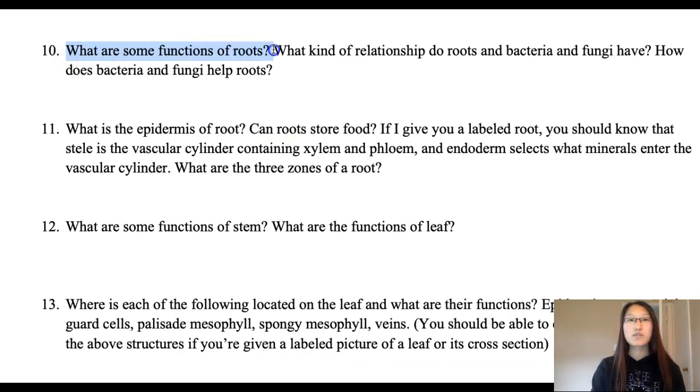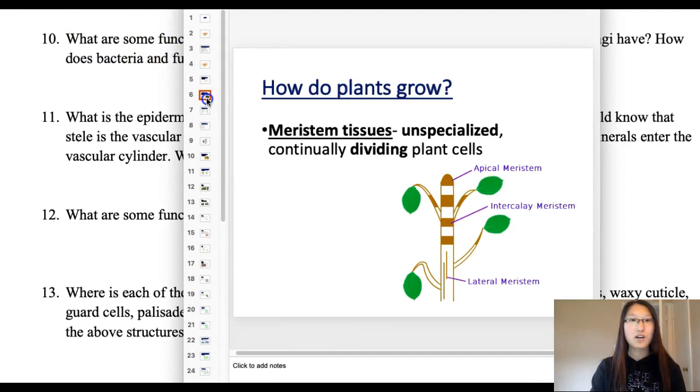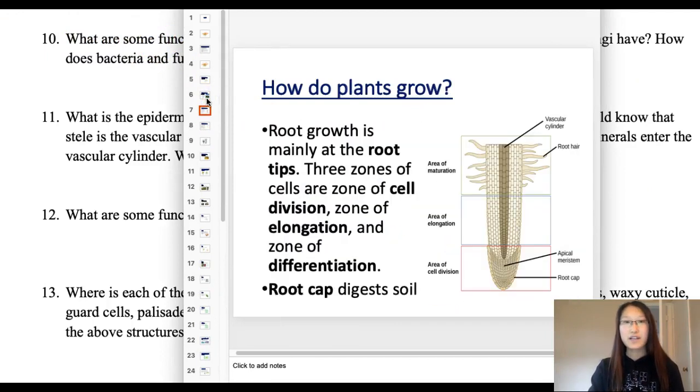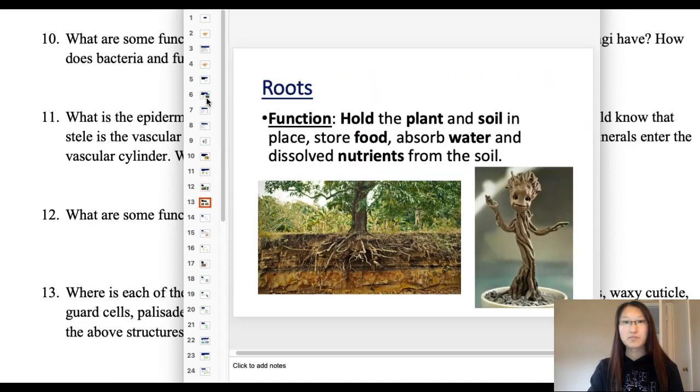What are some functions of roots? The roots can do a lot of things. It can absorb water. It can support the plant. So it can hold the plant in the soil. It can store food as well.